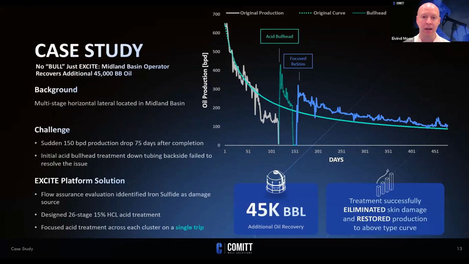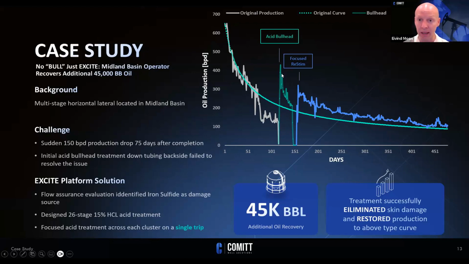This is, I think, from the Midland Basin, the Wolfcamp Formation in the Permian Basin. We have a wellbore here in gray. We have production since this wellbore was brought on. After about 75 days or so of production, we see a pretty sharp drop in production here. This is a part of the field where this client had a fair amount of iron sulfide issues. So we're suspecting that's what's happening here.